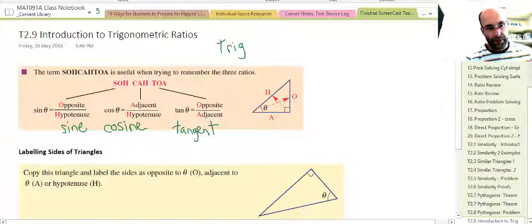Sine ratio is defined as the opposite over the hypotenuse. So in other words, the length of the opposite side over the length of the hypotenuse. Remember, these are for right-angled triangles. You must have a right-angled triangle. Cosine is adjacent over hypotenuse, so it's the length of the adjacent side over the length of the hypotenuse. Lastly, tan, or the tangent ratio. Tan of an angle is opposite over adjacent, or the length of the opposite side over the length of the adjacent side.